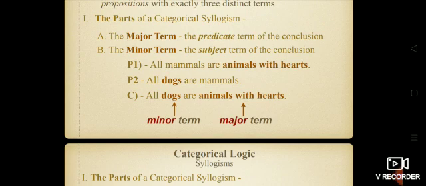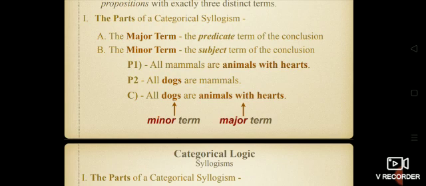First you can see A, the major term, the predicate term of the conclusion. B is the minor term, the subject term of the conclusion. Let P1 be the premise 1, P2 the premise 2, and C the conclusion. In premise 1 it is given all mammals are animals with hearts. In premise 2 it is given all dogs are mammals. So in both premises what is common? The common is mammals.